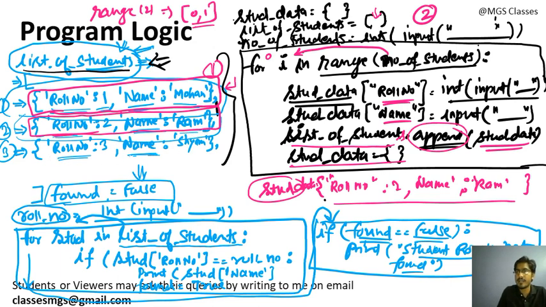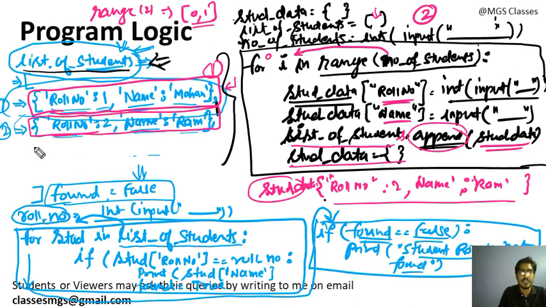Let's suppose we don't have the third item. Let's suppose I am removing this third item, because we are not inserting a third item, we are inserting for 2 items. So after completion of the execution, this list will become like this. Because we are executing this for loop 2 times, we are inserting 2 student data, and then 2 student data are inserted into the list of students.